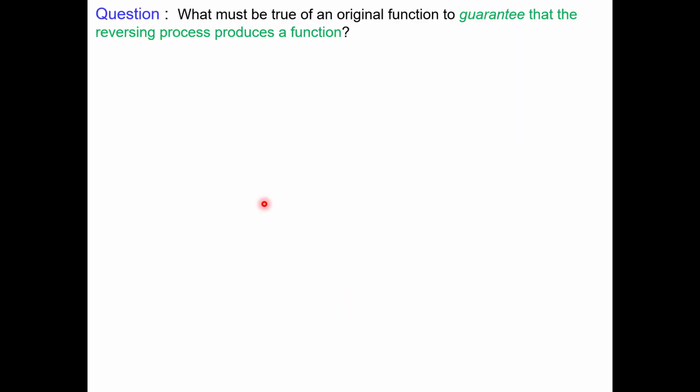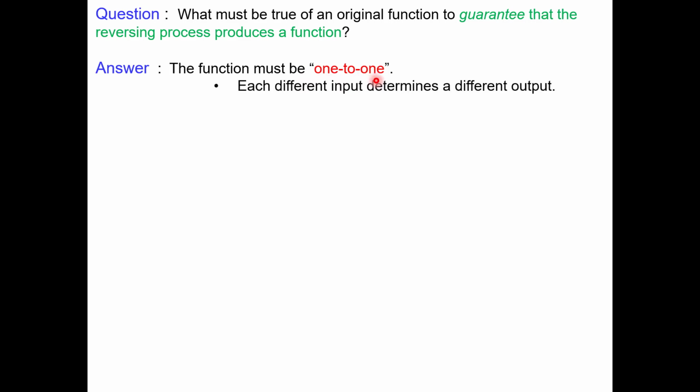So now, what must be true of an original function to guarantee that the reversing process produces a function? The answer is that the function must be what's called 1-to-1. So each different input determines a different output. You plug in one number, only one number comes out, and you don't see that number again for any other input. So another way to say it, every output can't come from more than one input.